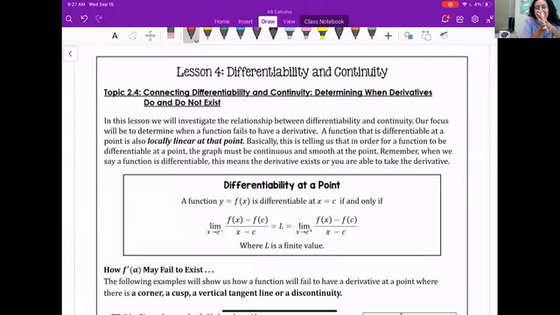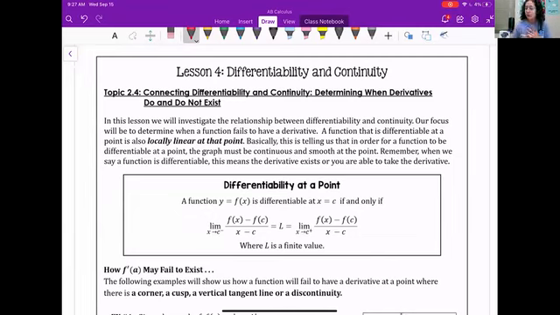All right, y'all, another lesson today. Today we're talking about differentiability and continuity a little bit. So we talked about continuity last unit, and today we're going to talk about differentiability, which goes hand in hand with continuity. Okay, so I guess I'll just read the top.